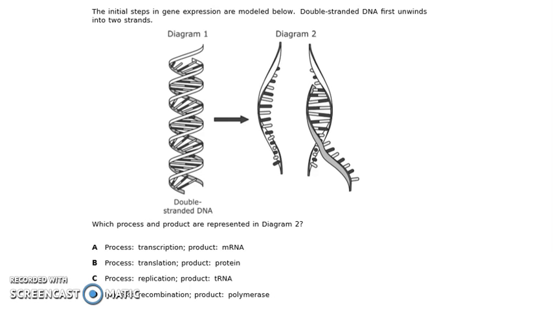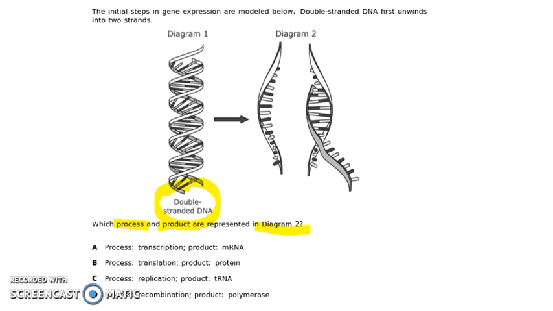So let's highlight some important information. It's wanting to know the process and the product of diagram 2. And they've given us some important information already in diagram 1. They've let us know that this molecule is DNA. We should recognize that though from the structure, from the shape. Remember, if you have a double helix structure like we see in diagram 1, that is DNA.